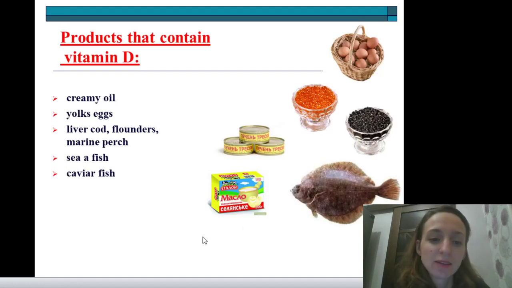Products that contain vitamin D, a very necessary vitamin for people. It is in fish, in eggs, in caviar, in butter, in liver.